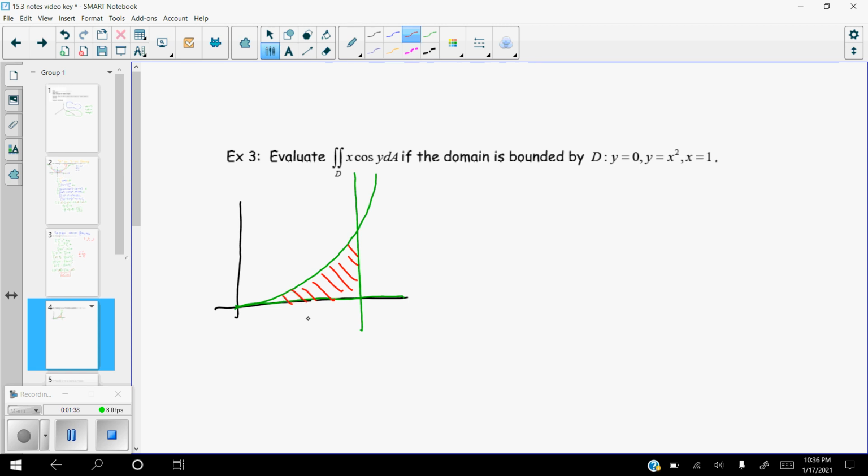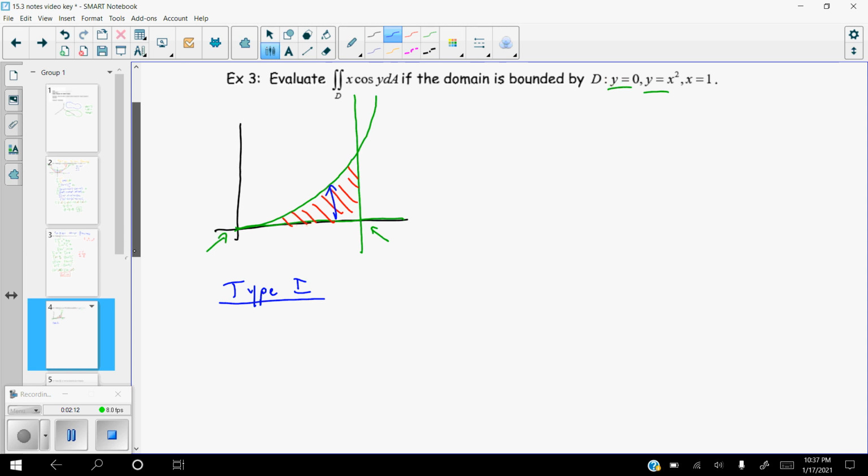So the way this is set up right now, you can see that you have bounds for y that go from 0 to x squared. So technically that's function to function. And then x quite clearly goes from x equals 0 to x equals 1, so that's constant to constant. So it seems like a type 1 might be the easiest way to start. So type 1, remember, is a top-down method, or a bottom to top method, however you want to think about that. So this is going to be a type 1 double integral.